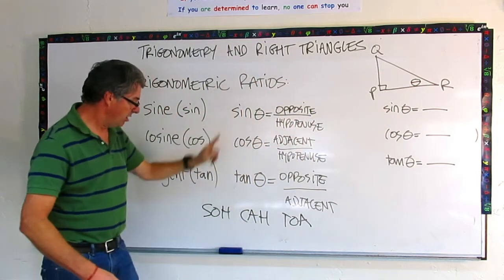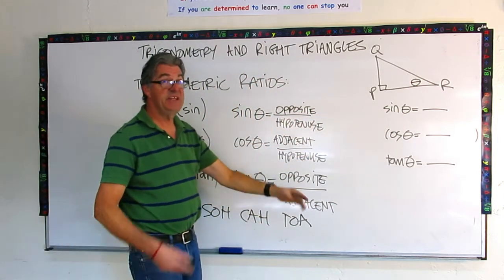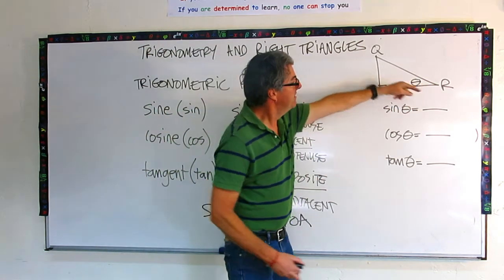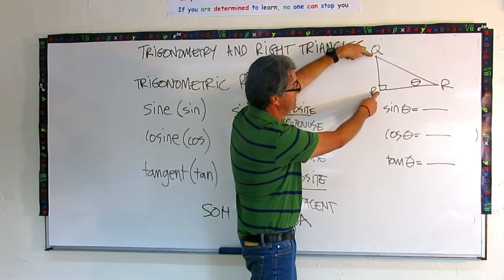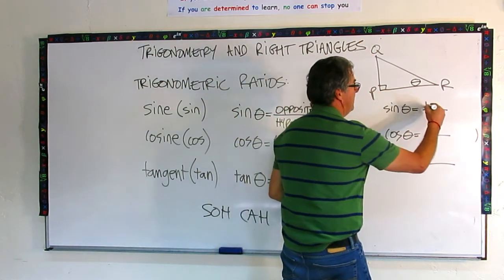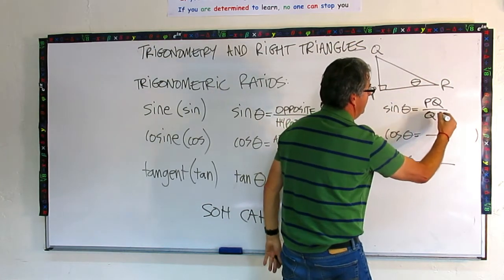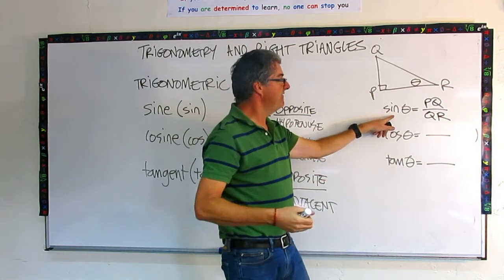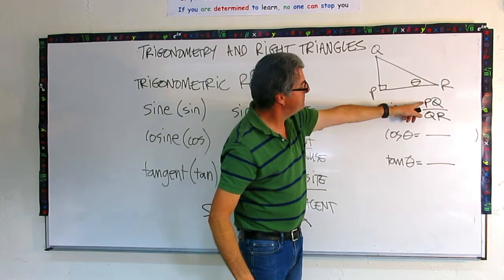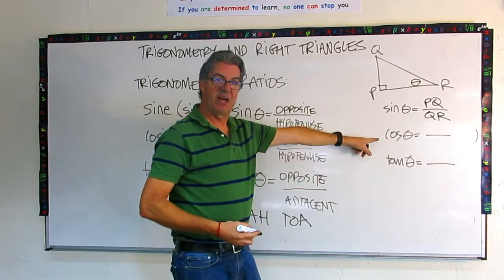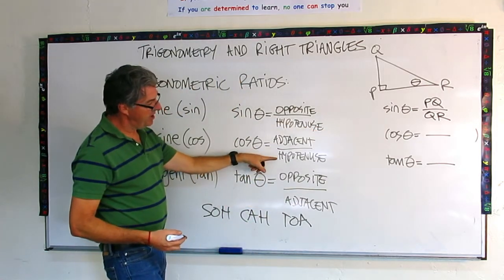If you remember, sine is opposite over hypotenuse. So theta is right here. The opposite side is this one, PQ. And my hypotenuse is QR. So sine of theta is just this ratio, the length of PQ over the length of QR. Okay? Try cosine. Adjacent over hypotenuse.